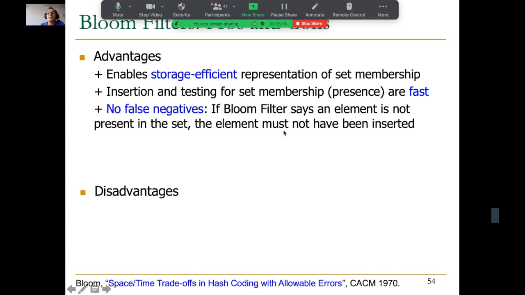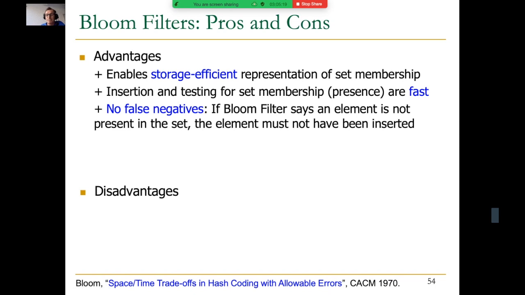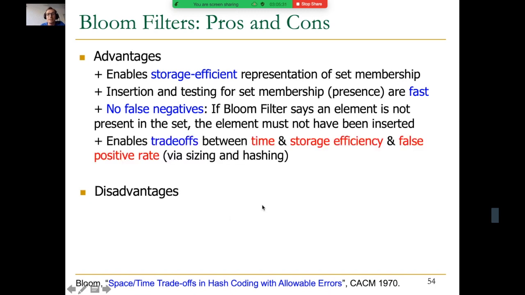Basically, if a Bloom filter says an element is not present in the set, the element must not have been inserted. So this is a guarantee. Assuming your hashing is deterministic, which it is, and assuming you're inserting everything you're supposed to be inserting, you get no false negatives. Okay? That's beautiful. And this enables trade-offs between time, storage efficiency, and false positive rate via sizing and hashing functions. So there are 2 levers here. You can size the Bloom filters and you can change the hashing functions. Both of them clearly have an effect on all these 3 things: time, storage efficiency, and false positive rate.